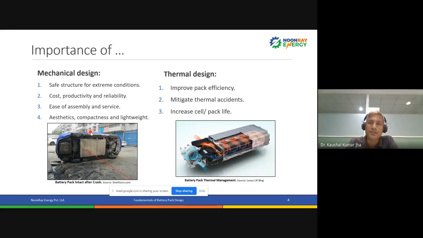So we'll move to the next, the thermal design. The importance of thermal design is that a cell, which is the primitive unit of a battery pack, works great within a certain temperature range. And that temperature range is around 15 to 35 degrees centigrade. However, in most parts of India, the temperature almost throughout the year would be either more than 45 or less than 15 degrees.